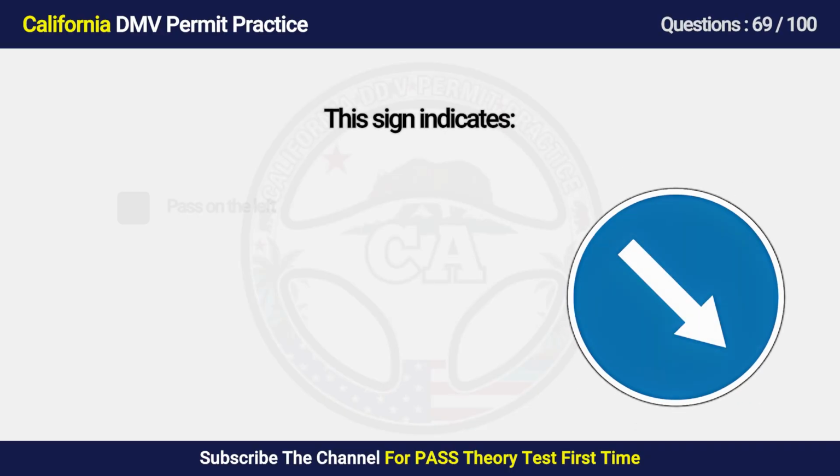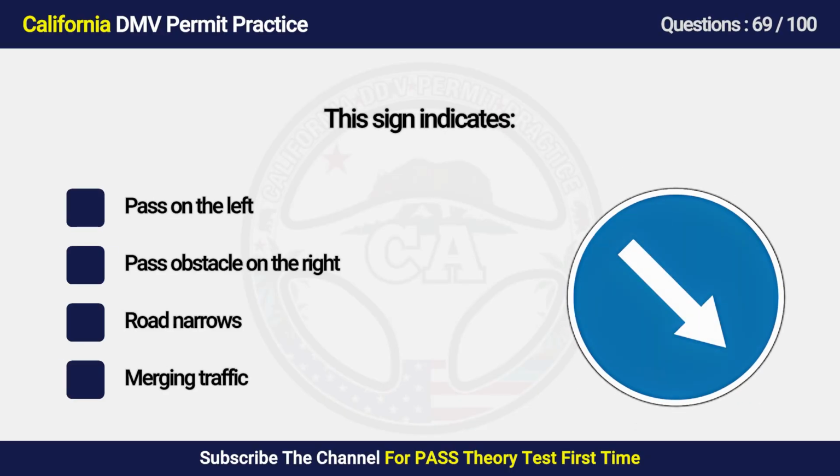Question 69. This sign indicates A. Pass on the left. B. Pass obstacle on the right. C. Road narrows. D. Merging traffic.